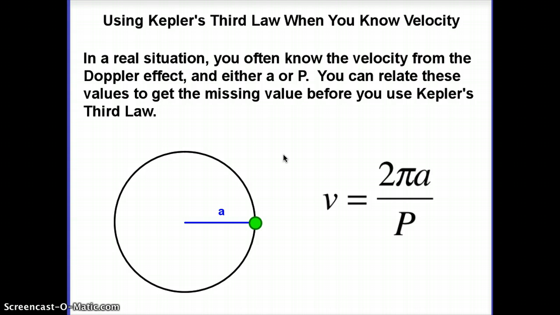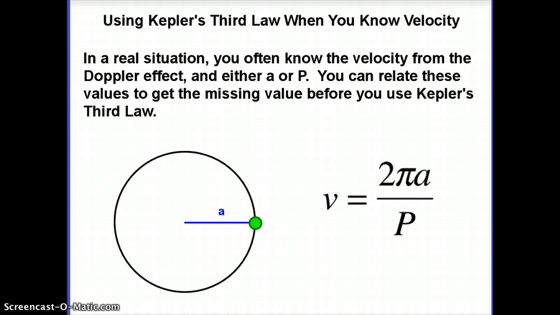Now, what we commonly know if we are doing real astronomical observations is, well, first off, we're going to know the velocity because we can always do the Doppler effect. That's a pretty straightforward thing. We can find the velocity. Also, you're either going to know a or P. You're either going to know the semi-major axis of the orbit or you're going to know the orbital period. Most of the time it's the orbital period because it's relatively easy to watch something going around in a circle and time how long it takes to do that. And it turns out that these three values are related to each other.